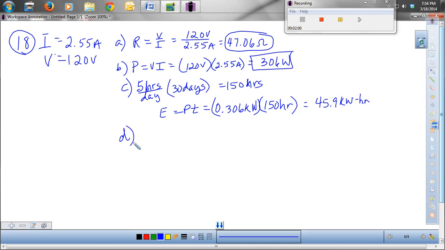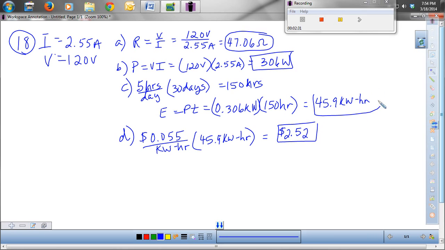And then they want to know how much is it going to cost to operate my TV for those 30 days at 5 hours a day. So I said, well, the cost is 5.5 cents per kilowatt hour, or $0.0555 per kilowatt hour. And I want to run it for 45.9 kilowatt hours. So the electrical company is going to charge me $2.52 to watch my TV 5 hours a day for 30 days. So that was pretty straightforward.